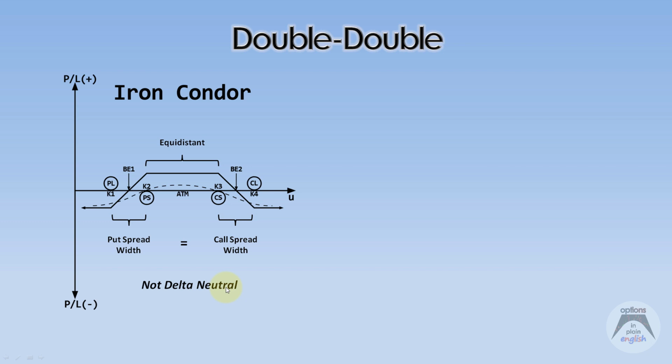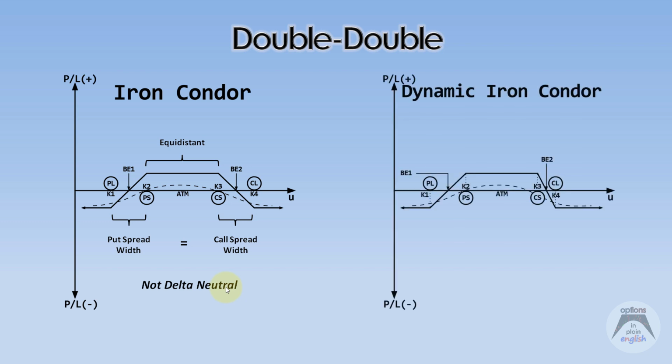If you want to put on a delta neutral strategy and you want to pick an Iron Condor, what you need to do is make it dynamic. What does that mean, dynamic? It means consider the deltas that you want to use and then make sure that the deltas for your shorts are the same on both sides.